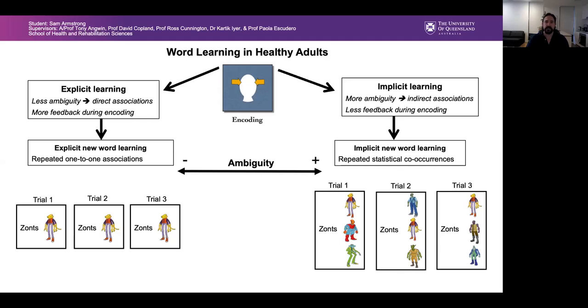Implicit word learning can also be tested using novel words and objects. However, during implicit learning trials, the words are simultaneously presented with multiple objects. In contrast to explicit learning, which is facilitated via direct associations, implicit learning occurs via tracking of statistical co-occurrences. In each of the three trials shown here, we can see that the word zonks and the picture of the yellow alien repeatedly co-occur. Continued observation of these co-occurrences is thought to facilitate learning of new words.